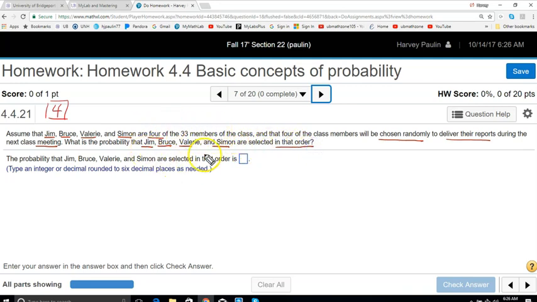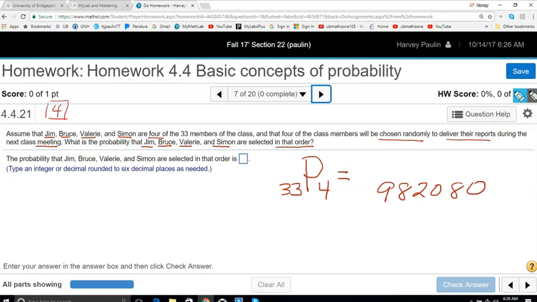Well, first of all, we have to find the permutation of this, because order is important. So permutation, how many in our group? 33. How many are we going to select in this order? 4. So we need to get that as a value to start with. So when you put this in your calculator, this is what you get. But that, in a sense, now is your sample space, and it's going to be 1 out of this.